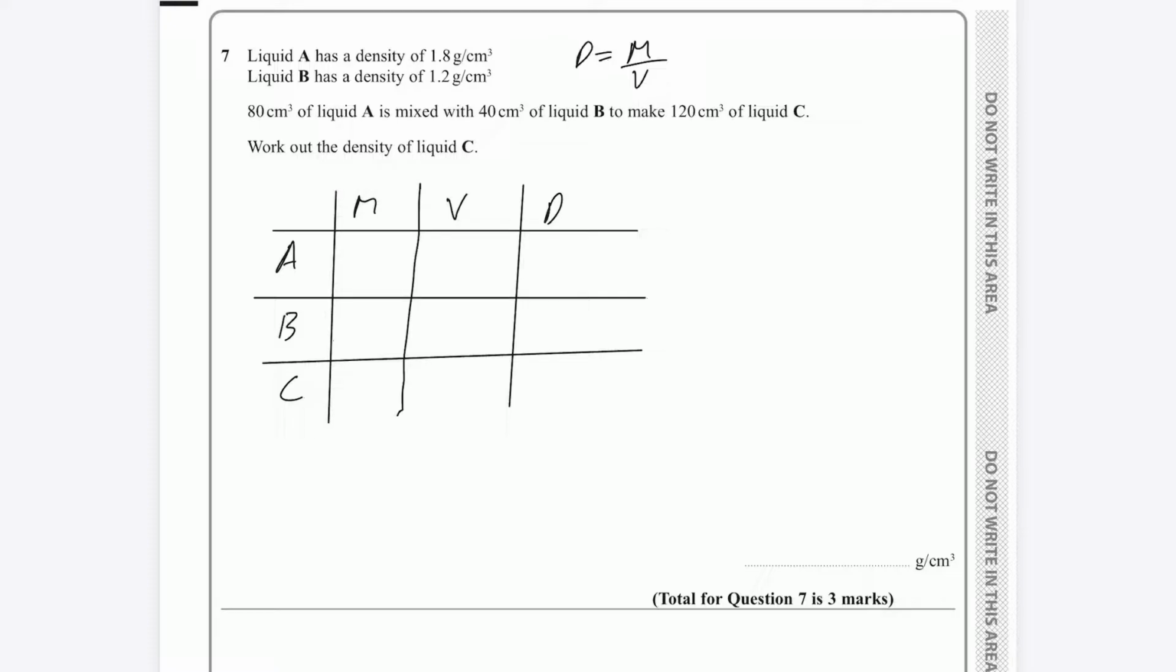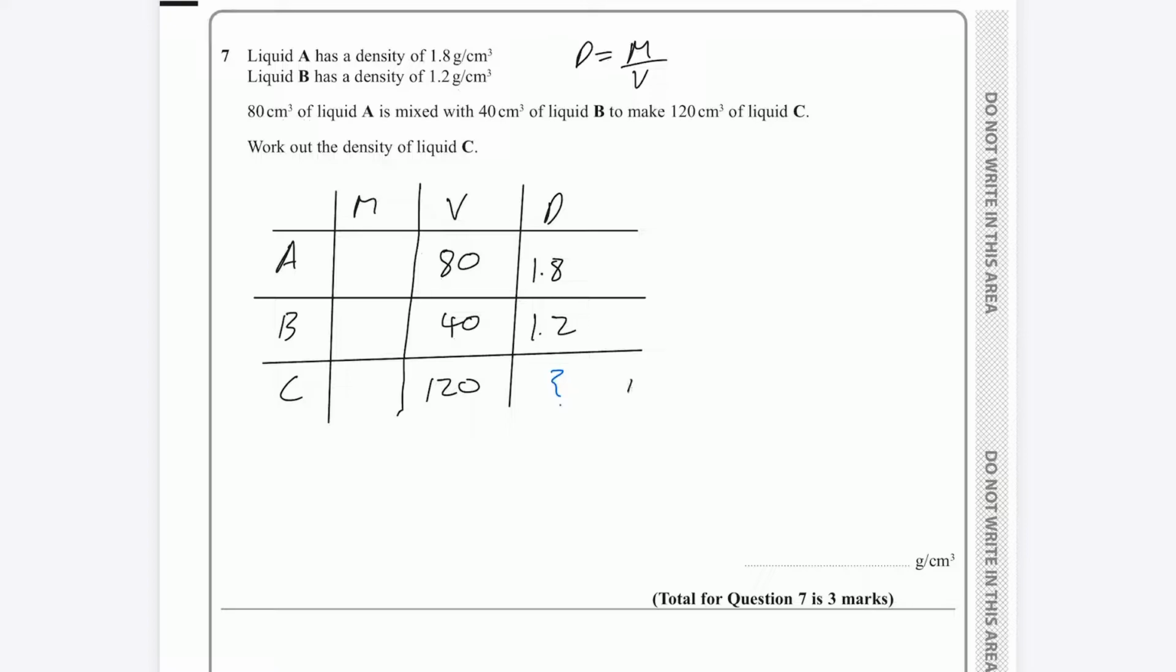So we have the density of A is 1.8, density of B is 1.2. 80 centimeters cubed of A is mixed with 40 centimeters cubed of B to make 120 centimeters cubed of liquid C. Work out the density of liquid C. Now this is what we're trying to find. We can't just find this by adding the densities for A and B together, so bear that in mind.